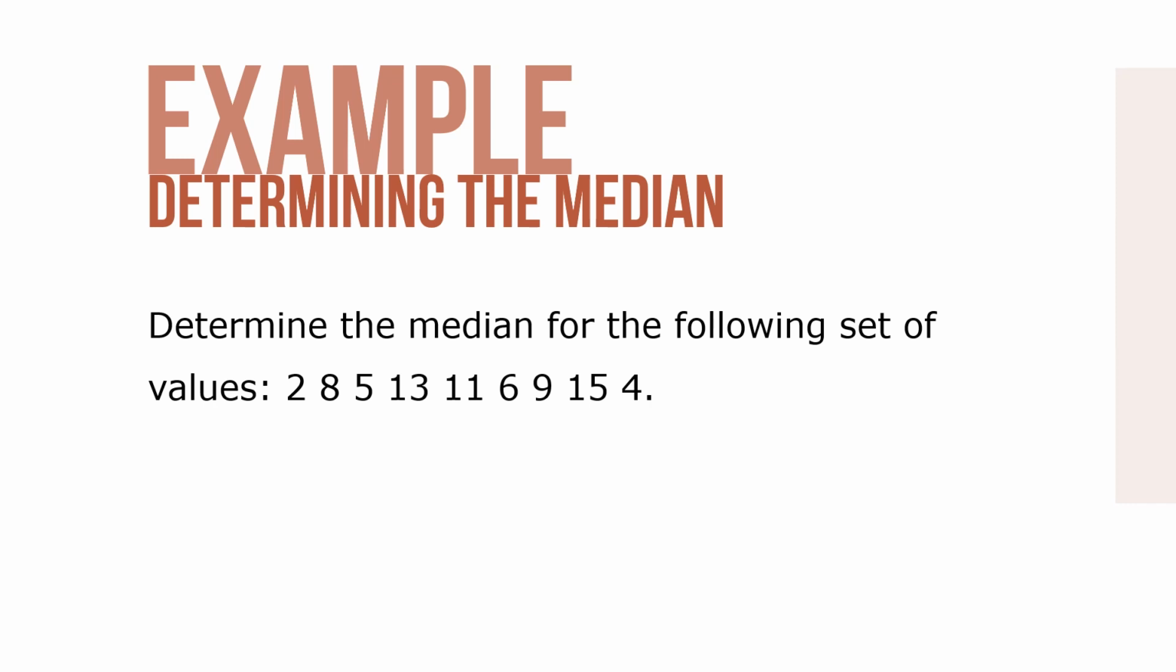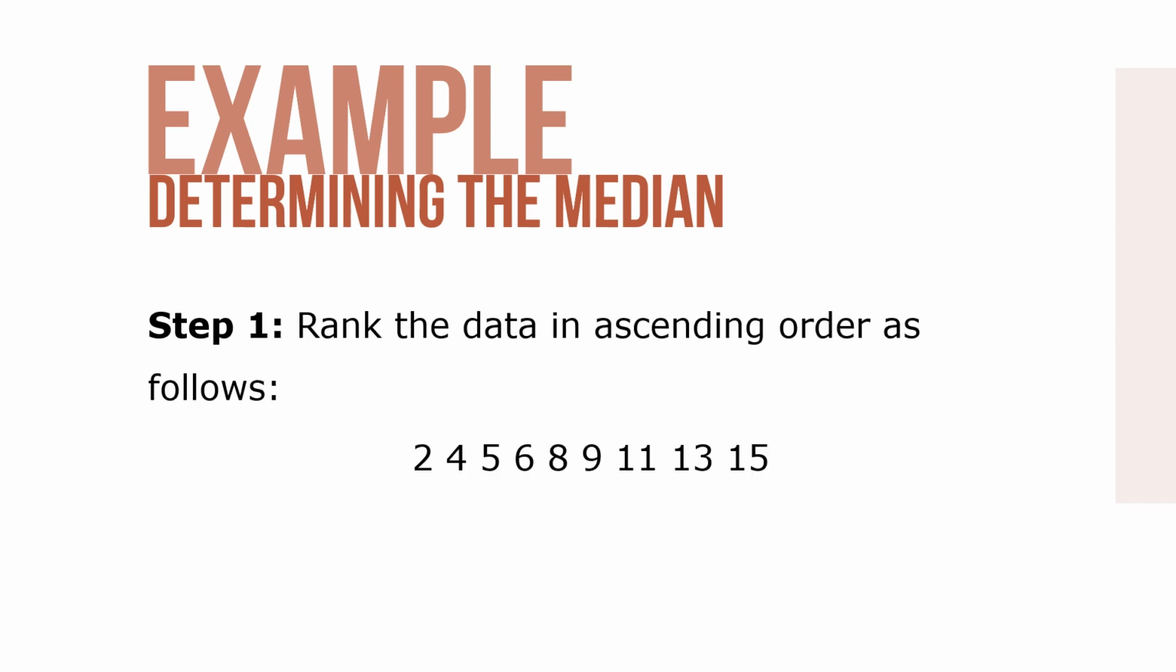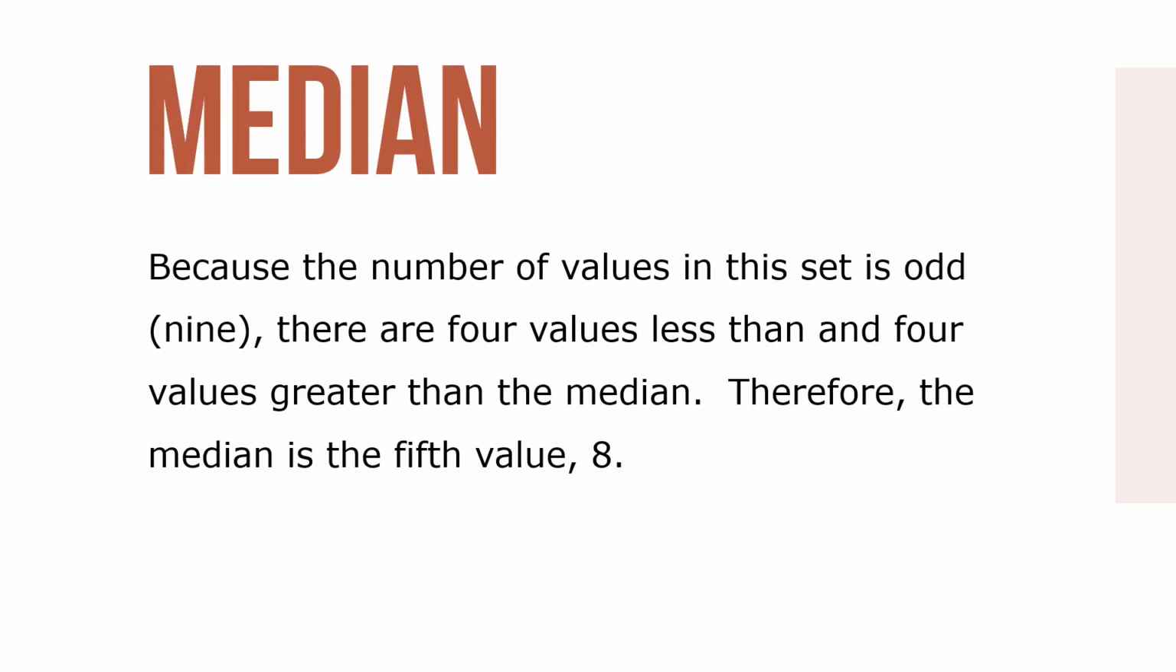Here's an example. Determine the median for the following set of values. Rank the data in ascending order as follows: 2, 4, 5, 6, 8, 9, 11, 13, and 15. Because the number of values in this set is odd, 9, there are 4 values less than and 4 values greater than the median. Therefore, the median is the 5th value, 8.